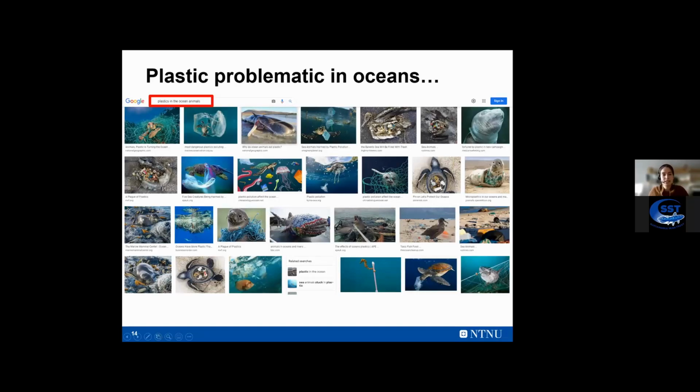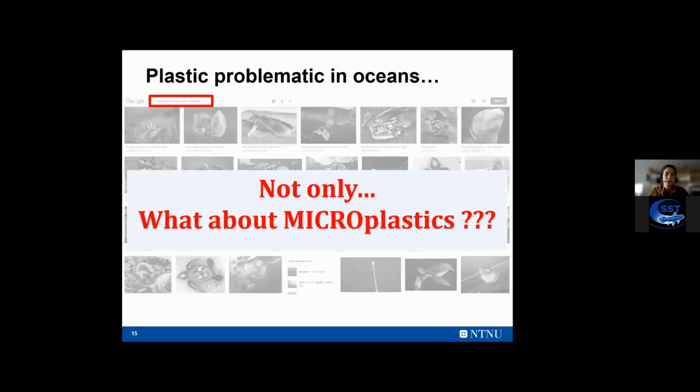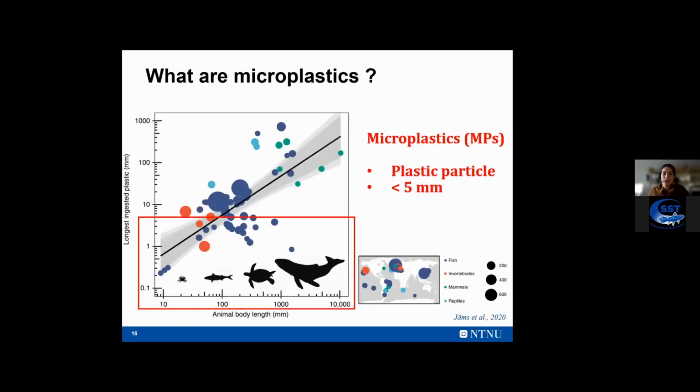with big plastic pieces. So the problem with plastic right now is that we're mainly focusing at showing what's happening with big organisms and big plastic items. But what about microplastics? So microplastics, they're plastic particles below 5 millimeter. And the problematic with microplastic is that if you were going below 5 millimeter, all organisms can ingest them. While if we are only using big plastic particle, of course, only big animals can ingest the plastic.